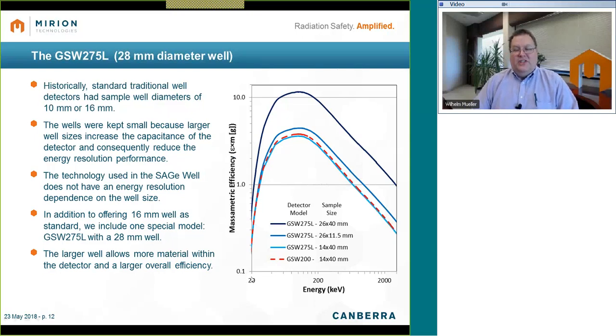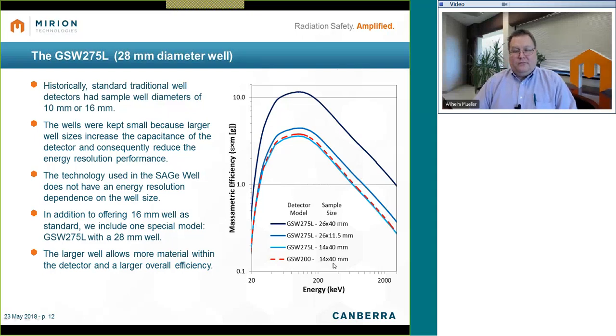These are plots versus energy, and the first trend I'd like to note is the GSW-200 that was from the previous figure. This detector, if you recall, has a 16 millimeter well. It's the red dashed line here. And this is the efficiency response for a water sample with the dimensions of 14 millimeter diameter and 40 millimeter high. So that represents a vial that fills the full diameter of the well and the full height of the well.